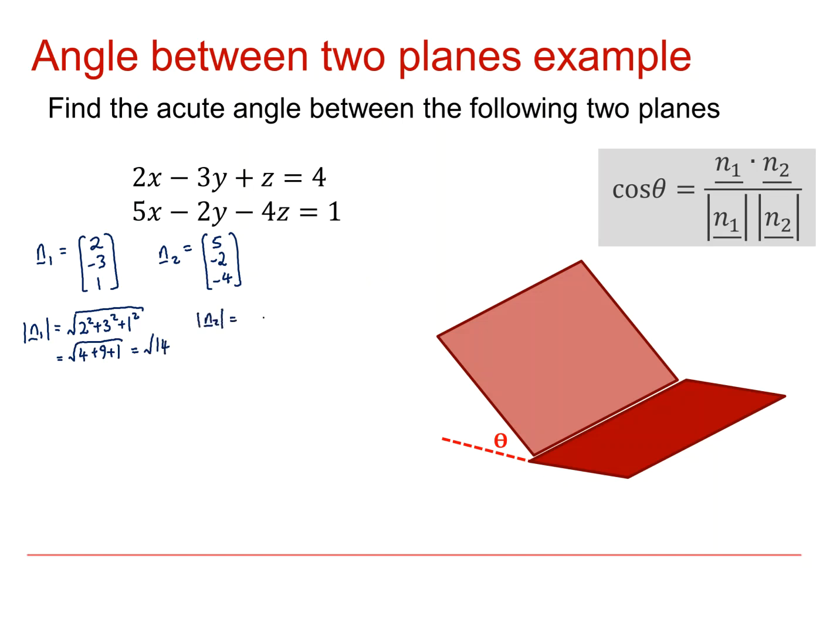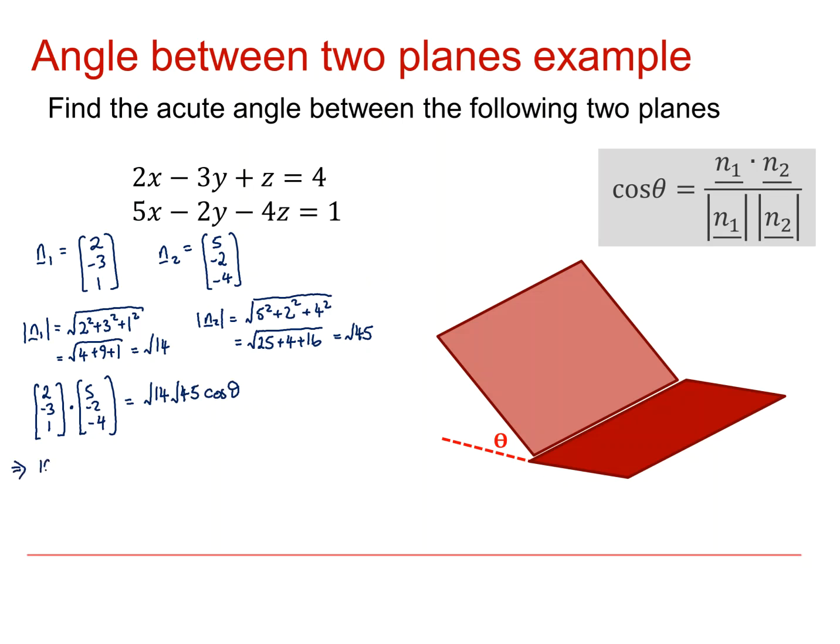And the second one, root of 5 squared plus 2 squared plus 4 squared, which is root 25 plus 4 plus 16, which is root 45. Now I can write down an equation. The scalar product of the two normals is equal to the product of their magnitudes and cos of the angle between them.